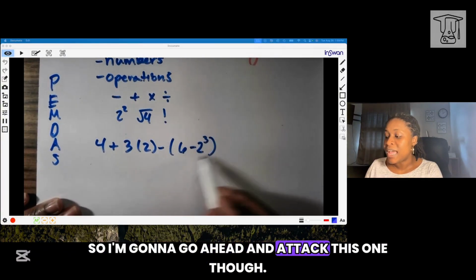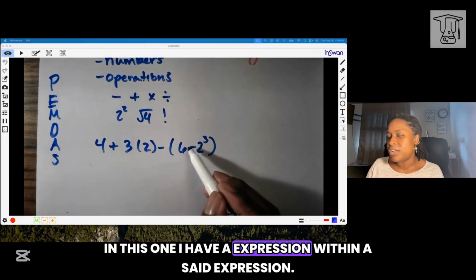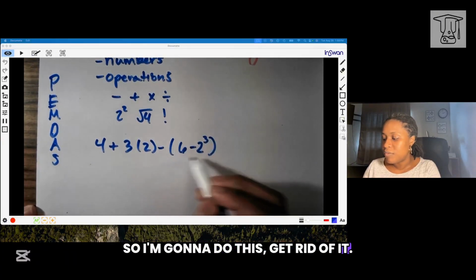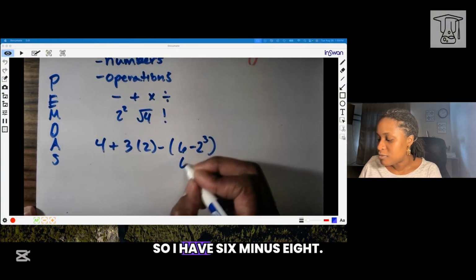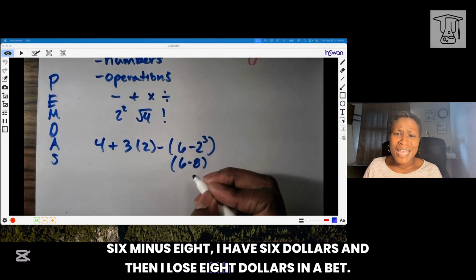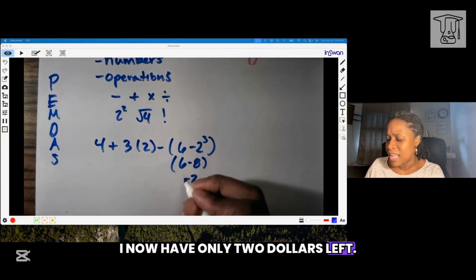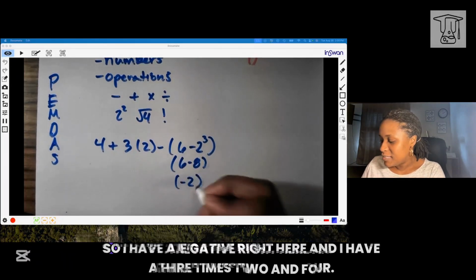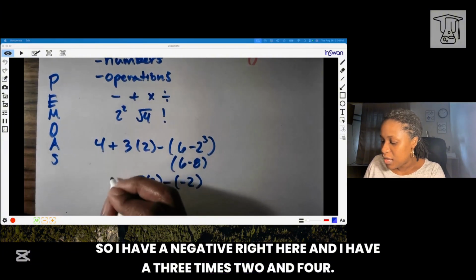So I'm going to go ahead and attack this one, though. In this one, I have an expression within a set expression. So I'm going to do this. Get rid of it. So 2 raised to the third, which is equal to 8. So I have 6 minus 8. Oh, I have $6, and then I lose $8 in a bet. Shouldn't have been gambling. I now owe $2. Oh, my bad. So I have negative 2 right here, and I have a 3 times 2 and 4.